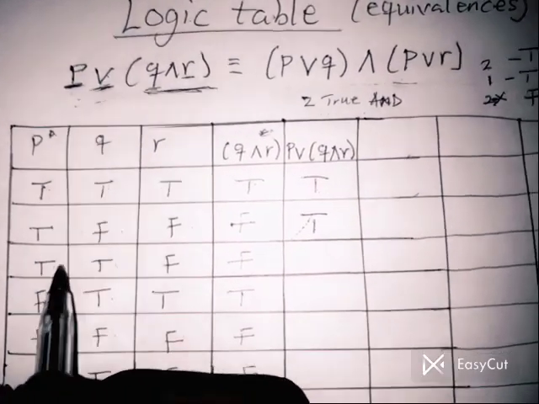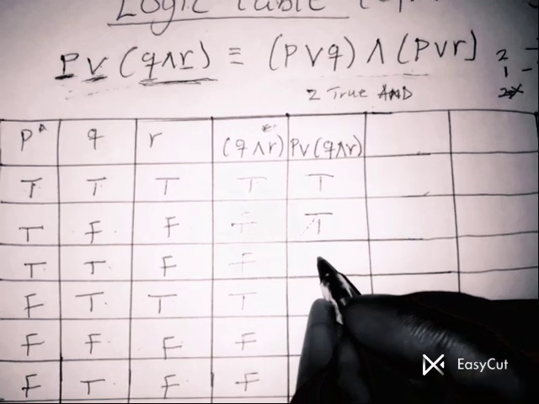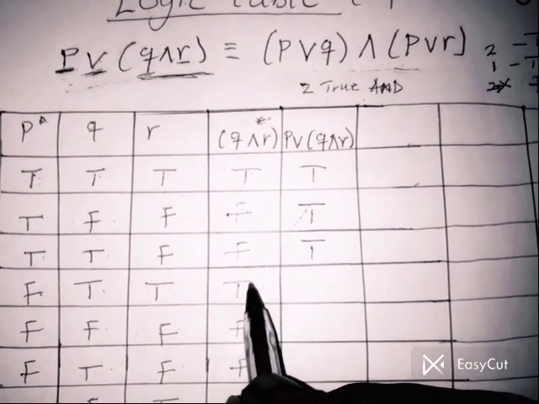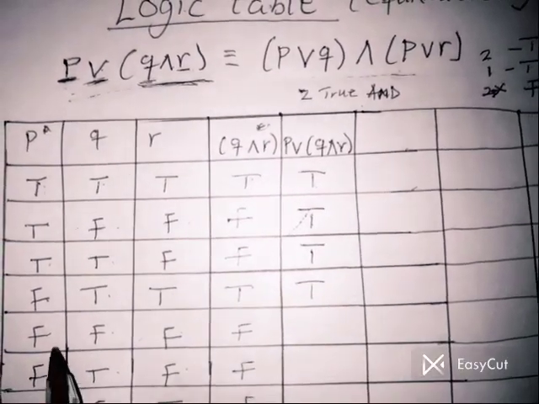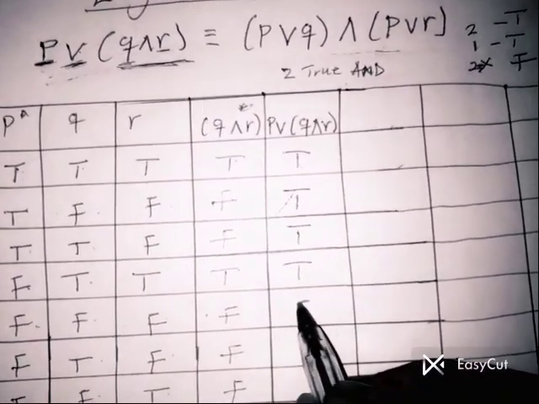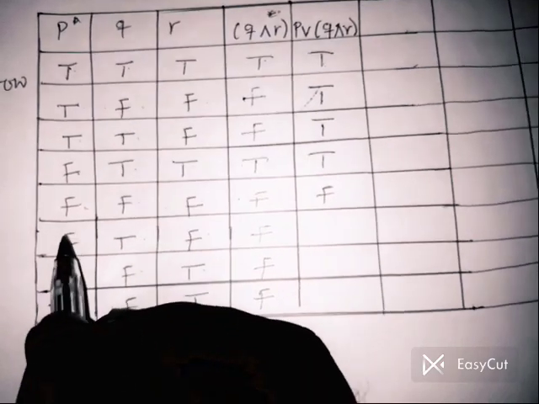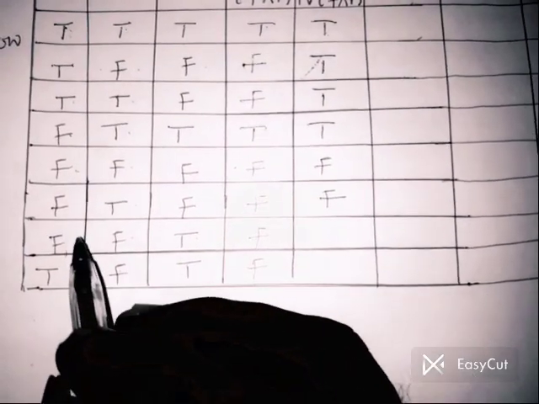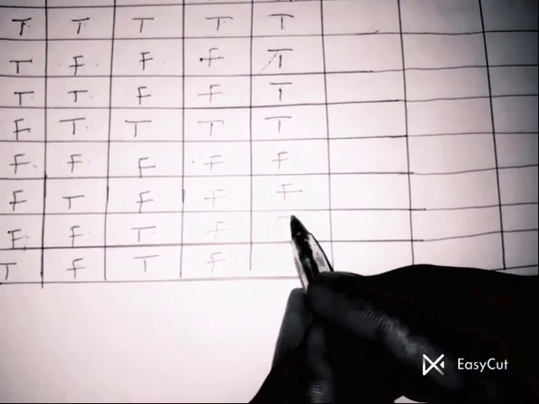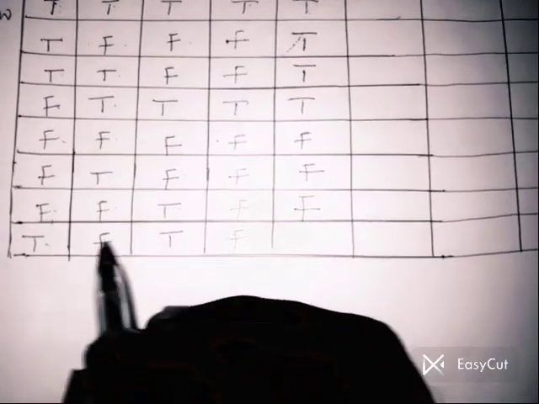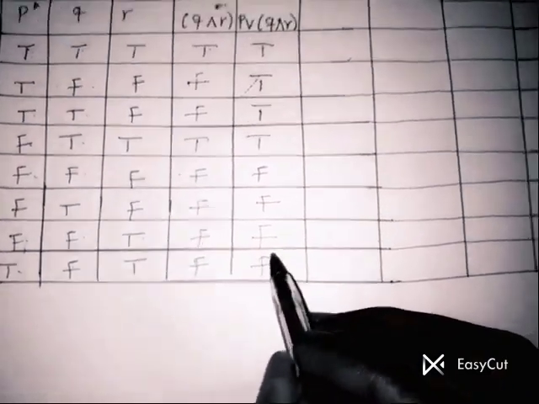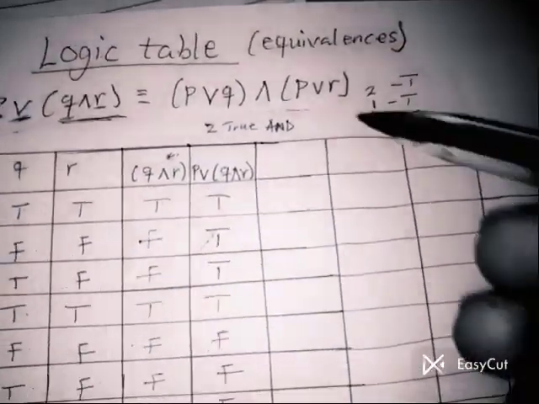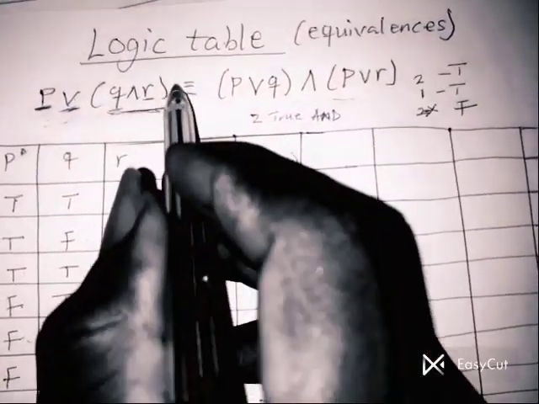Then we have true, false. This is true. False, true. This is true. False, false. This will be false. False, false. This will also be false. False, false. This will also be false. True, false. This one will be true. So we have now gotten the truth table for this, the first one.